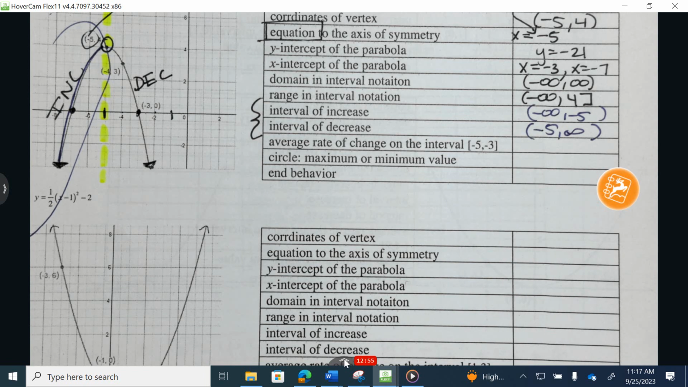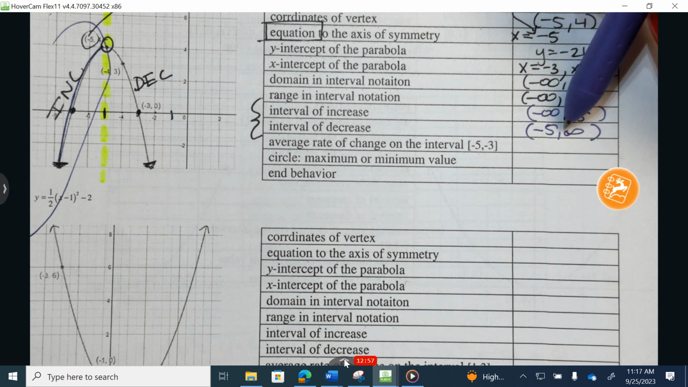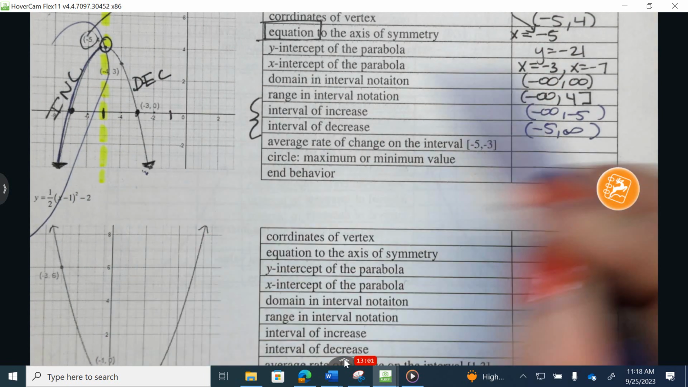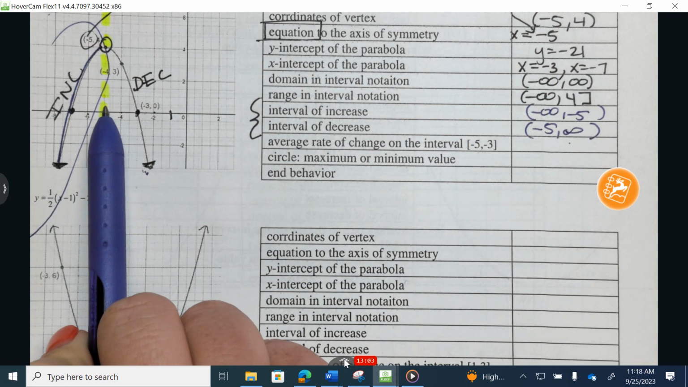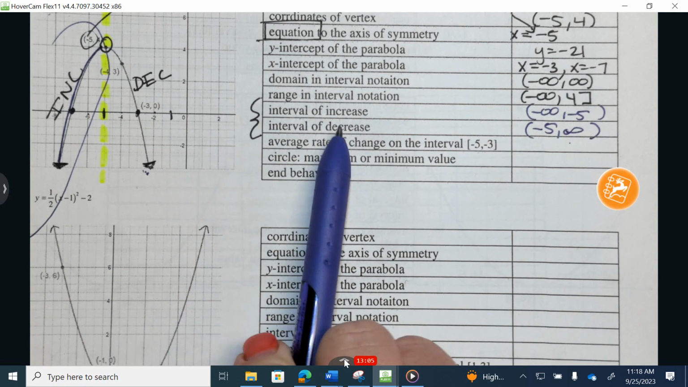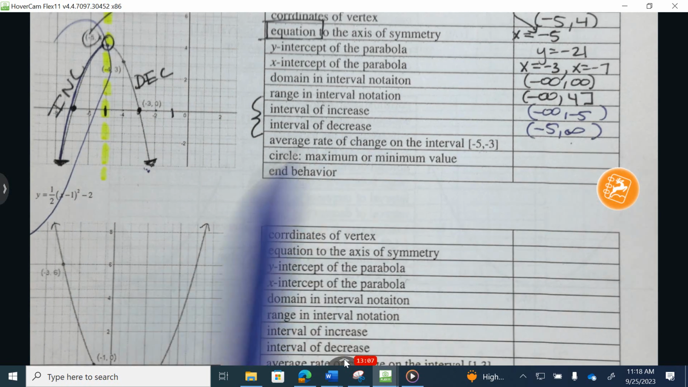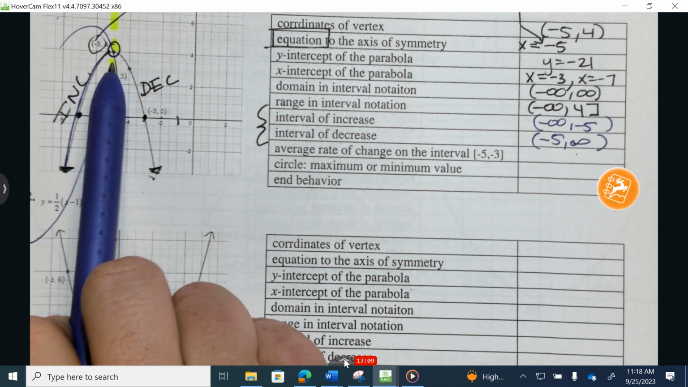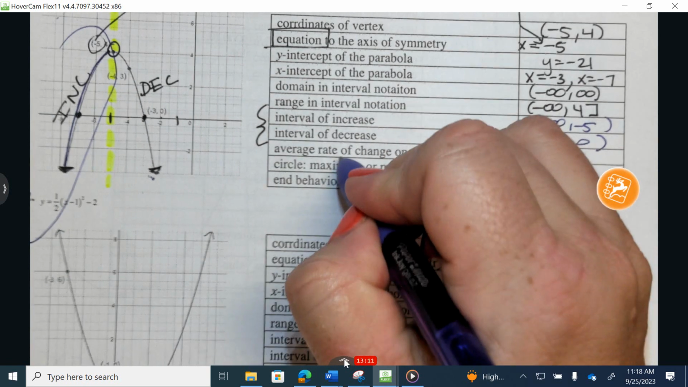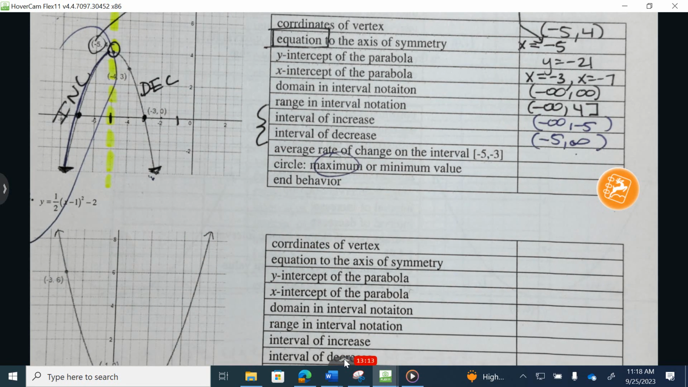A big misconception is students want to put a negative sign in front of this symbol of infinity because they said, look, miss, it's going down. Don't you need to put a negative in terms of x values? As it moves to the right, it decreases. Okay, so this particular point is a high point. We're going to circle maximum. I'm going to come back to the average rate of change in just a second.